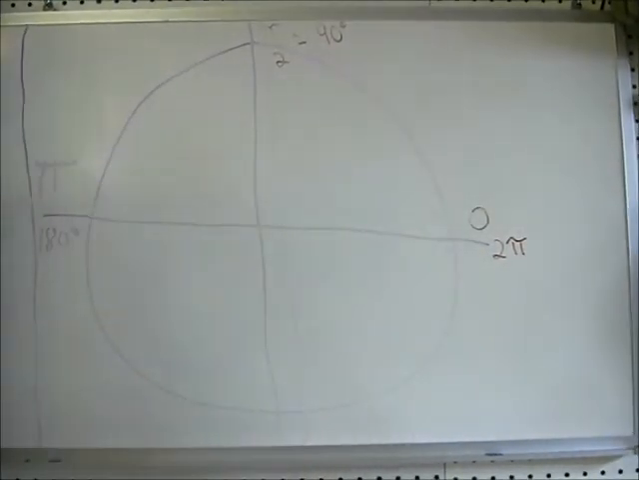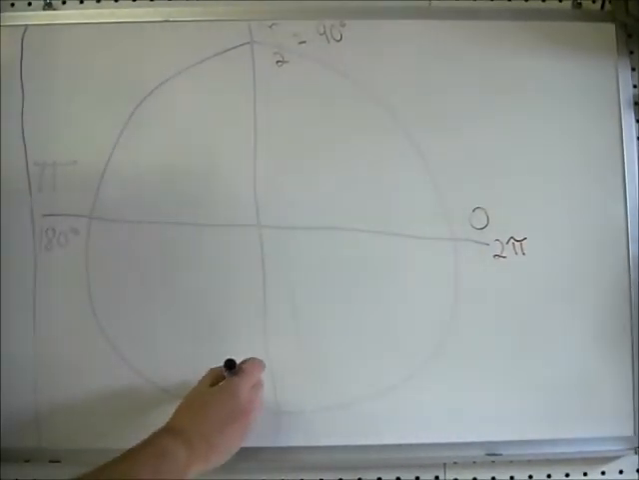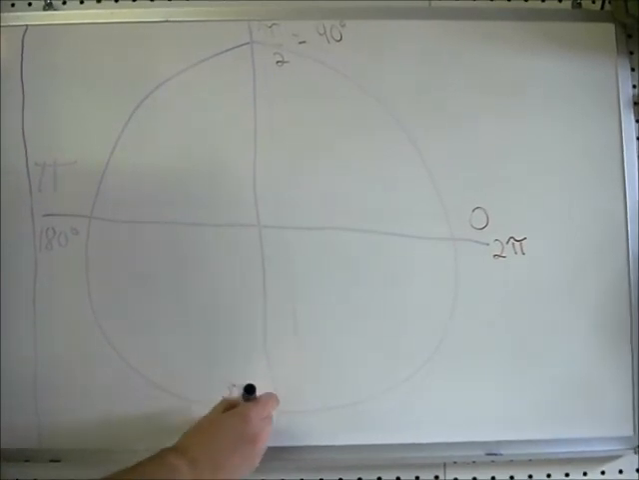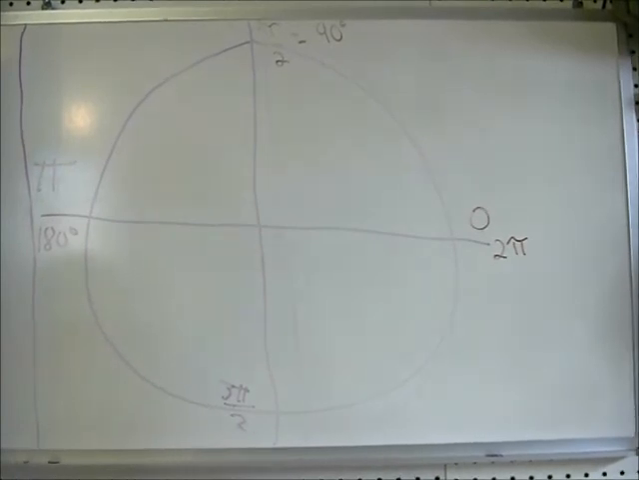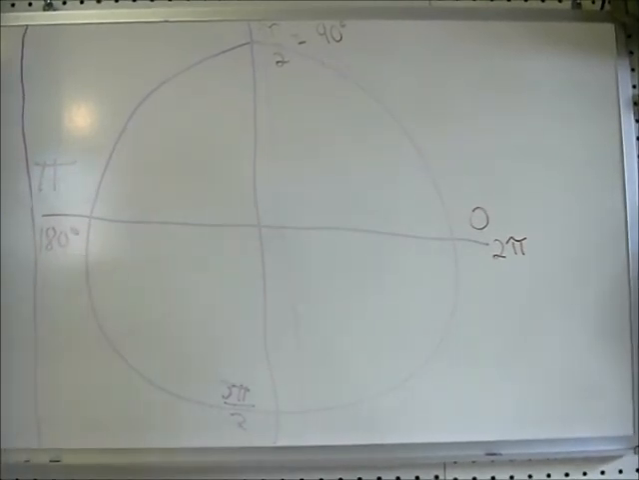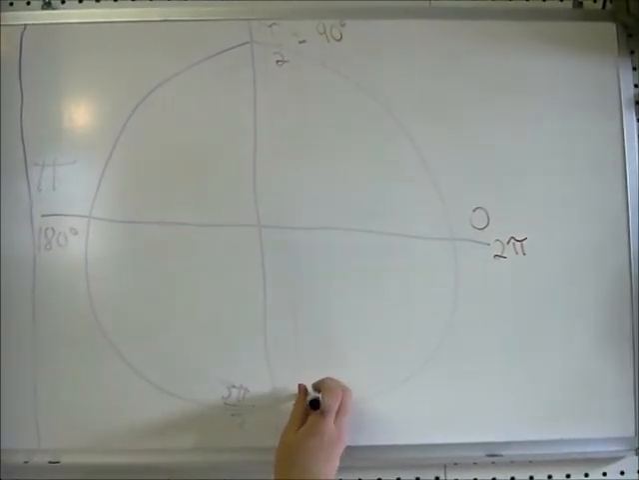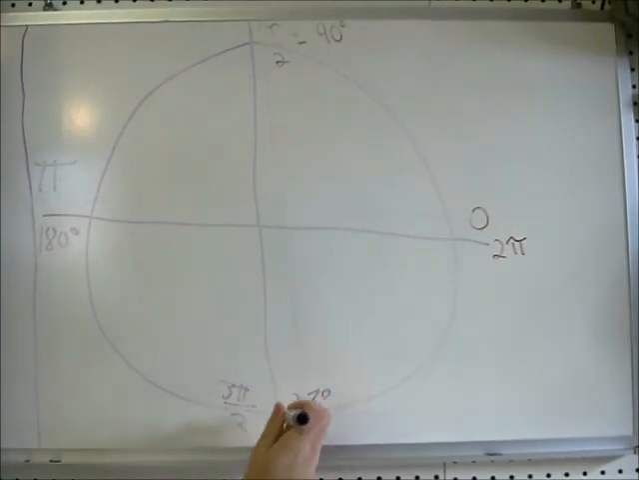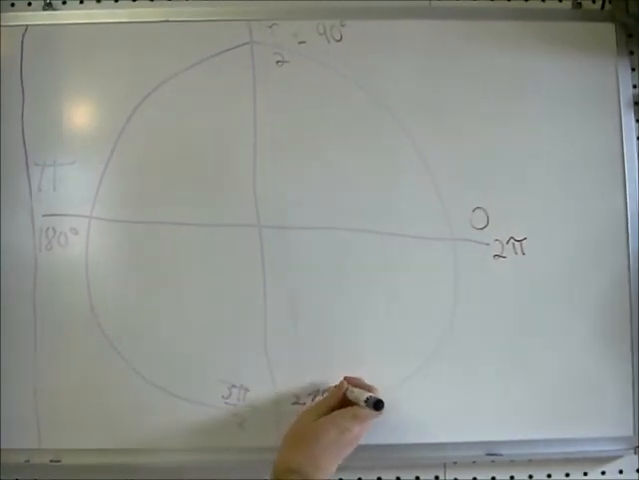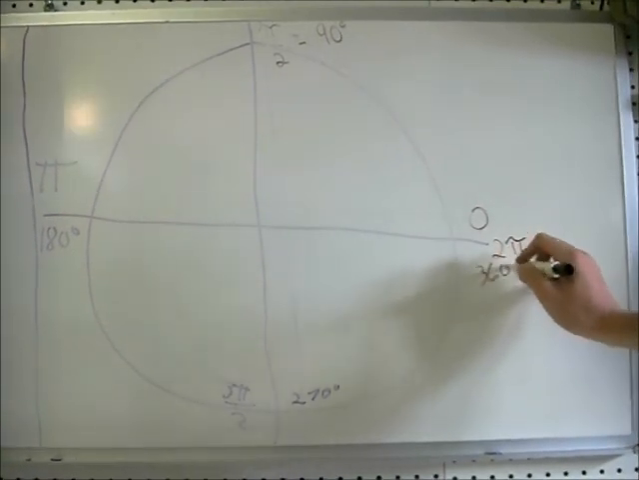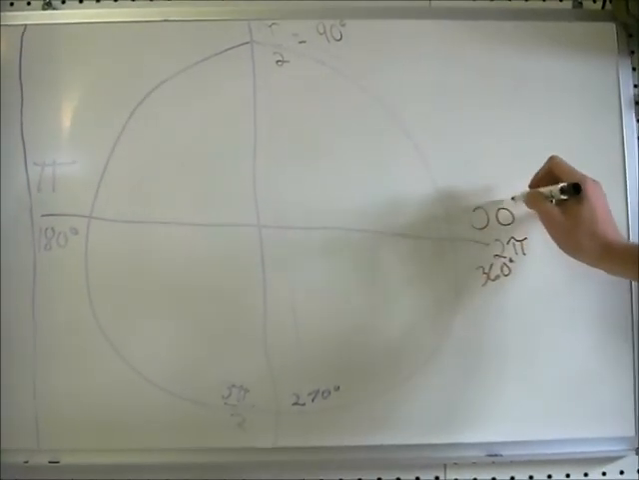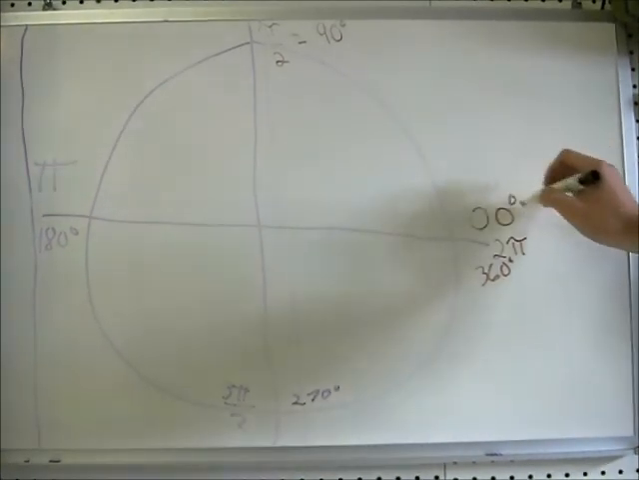And this one is a little bit harder to find. It's 3 pi over 2. The easy way to find it is multiply by 180 because pi equals 180. So 3 times 180 divided by 2 will equal 270 degrees. And this is 360, and 0.